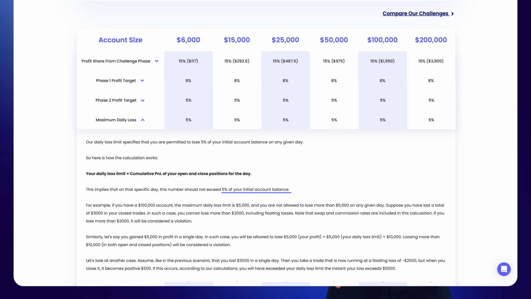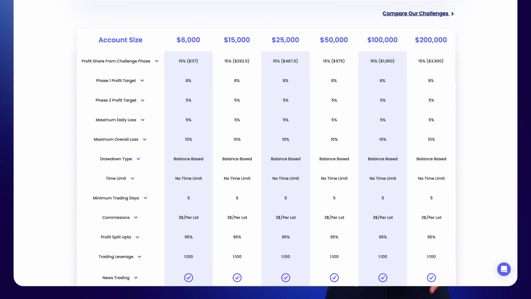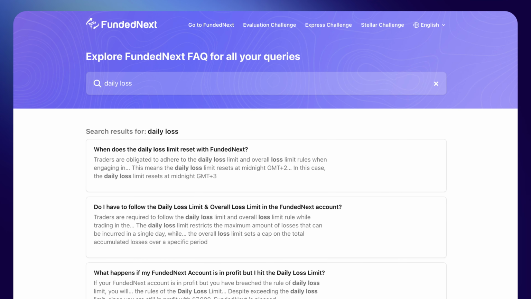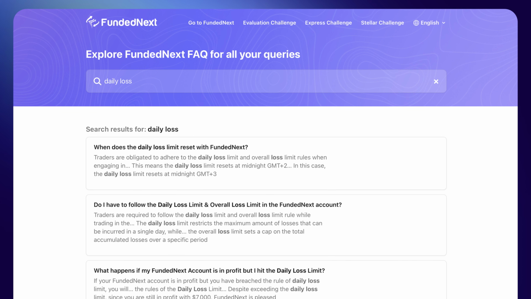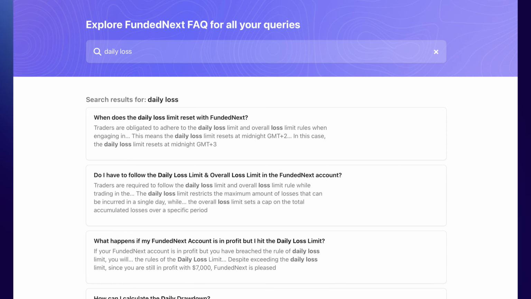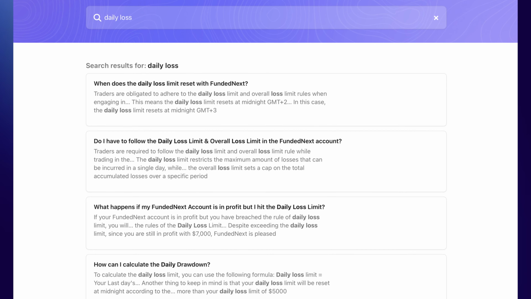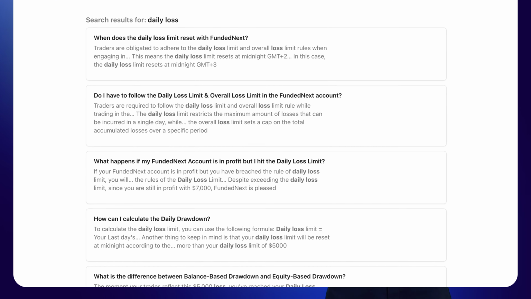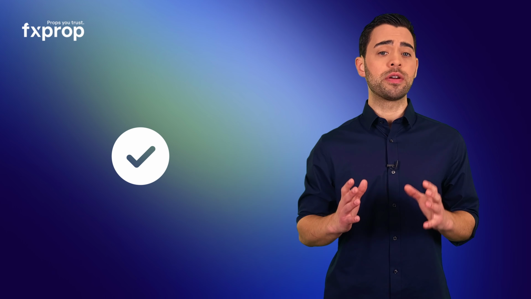To complete the information base, we are missing the reset time. It's not specified alongside the max daily loss or drawdown type. In that case, the next place to search is the FAQ, where details about daily loss calculations are frequently available. Let's check. And, as you can see, the information appears immediately. It is midnight GMT plus 2 or GMT plus 3, depending on the time of the year. With this crucial information, our understanding of the daily loss parameters is now complete.